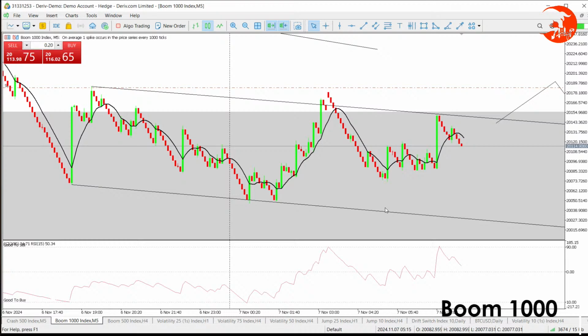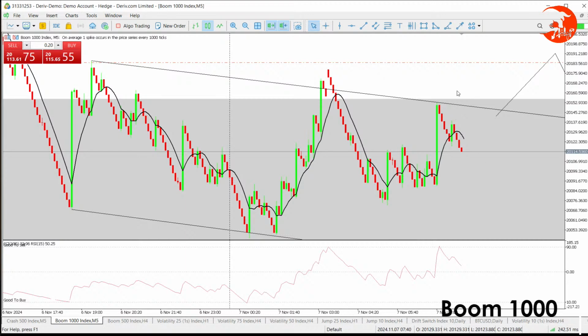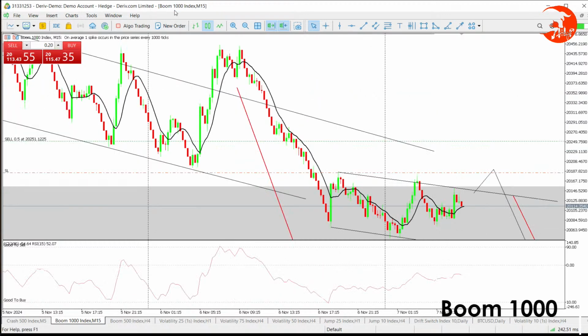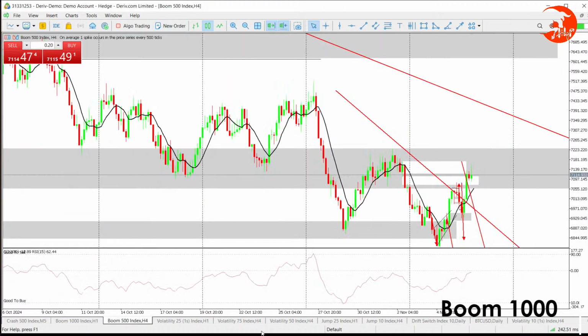This is M5, this is M15. I could wait for price to be below M15, but yeah, this is an advantage to scalp and bring it all the way down to this support trend line here that we've just drawn. Yeah, so that is it. I'll leave it at H1 and head over to Boom 500 now.